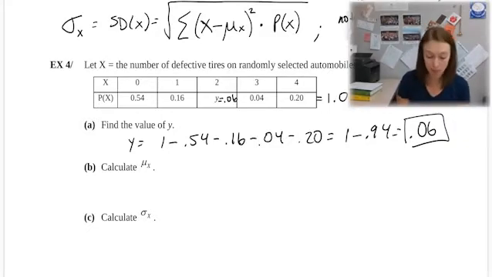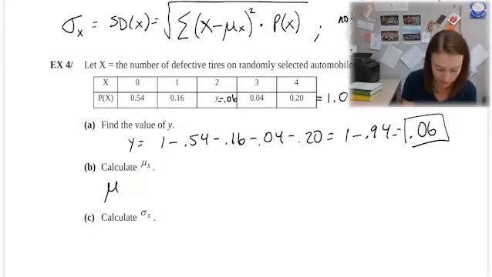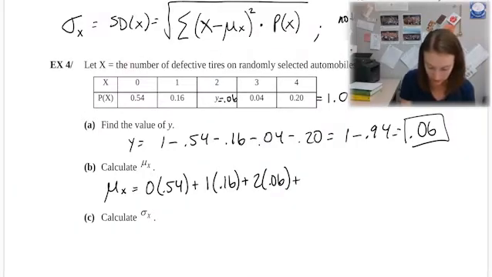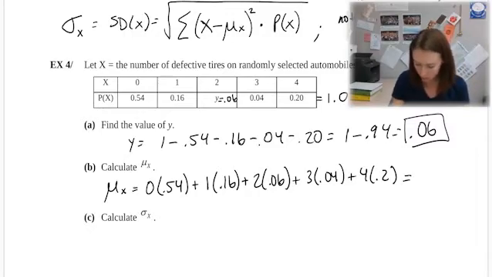Calculate the mu, or the mean of x, or the expected value of x. So 0 times 0.54 plus 1 times 0.16 plus 2 times 0.06 plus 3 times 0.04 plus 4 times 0.2. And that's going to equal 1.2.